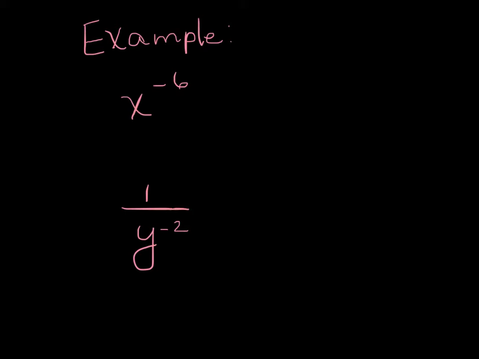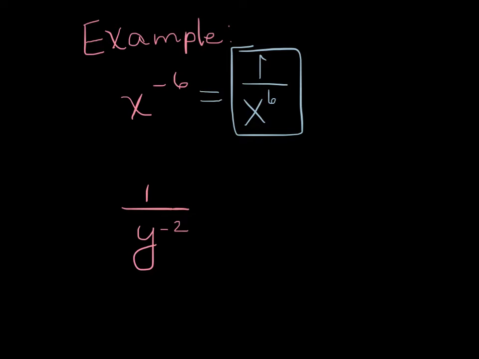Okay, here's some more examples. I have x to the negative 6, so I've got a negative exponent. So what do I do? It moves to the bottom, and it becomes 1 over x to the positive 6, and that's it. You're done, because you can't raise x to the 6. We don't know what x is.